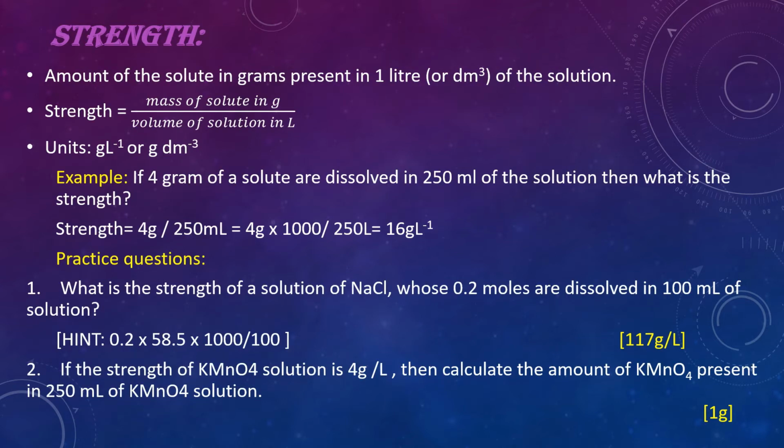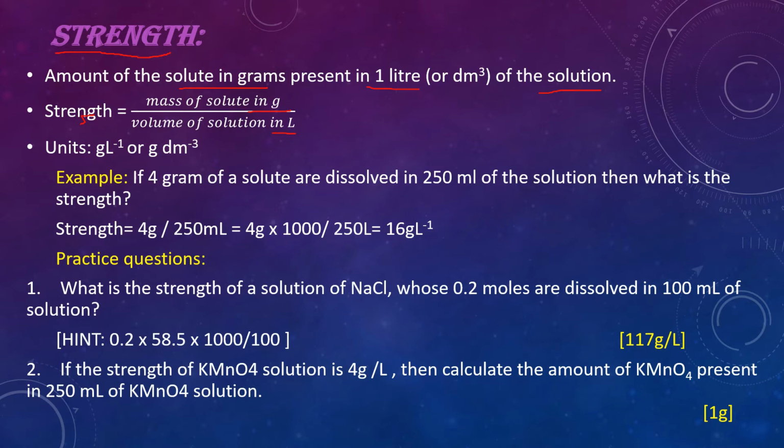So first I am starting with strength. What do you mean by strength of the solution? The amount of solute in grams present in 1 liter of solution is called the strength of the solution. Now 1 liter is also called dm cube. Remember this thing. That means the amount of solute present in 1 liter of solution, in grams, is called its strength. The formula is mass of the solute in grams divided by volume of solution in liters.